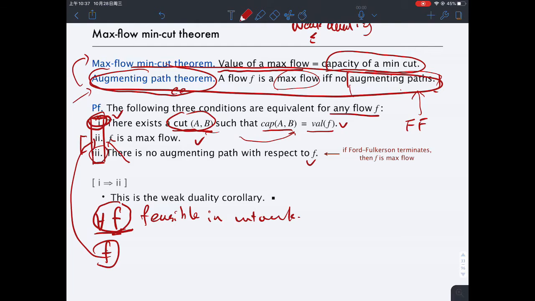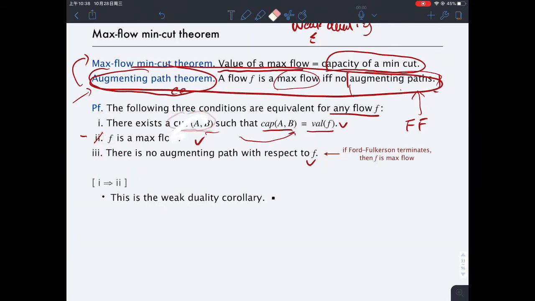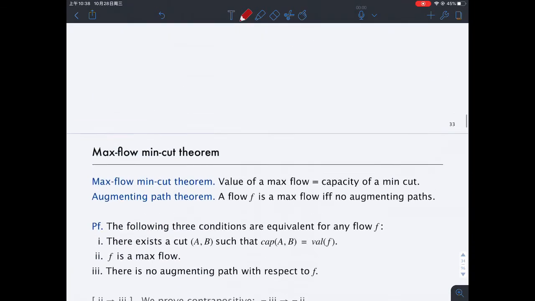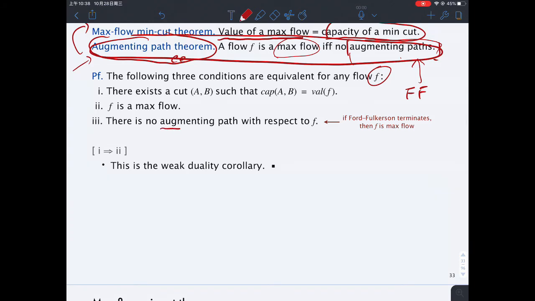On the other hand, if I pick an F and I know that F is not a maximum flow, the second statement is wrong, then I also know that the first and third statements are wrong, right? So that's the meaning of the equivalence. If I pick any flow F, either all three statements are true or all three statements are wrong, right?